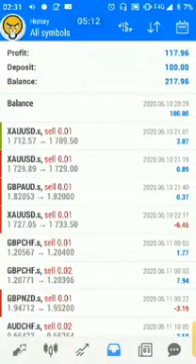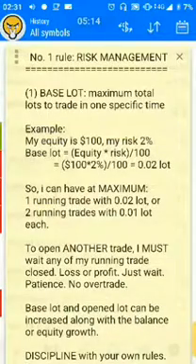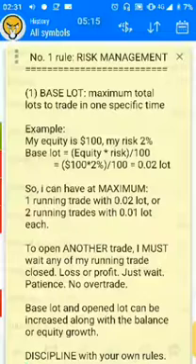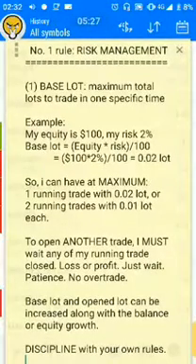Let me show you again my trades. Obey your own base lot based on your equity and your risk appetite. Discipline is always needed. Okay.